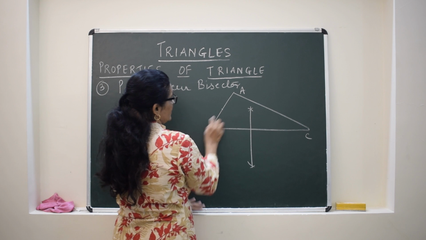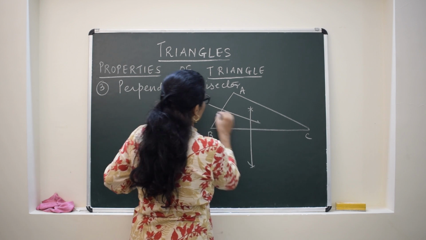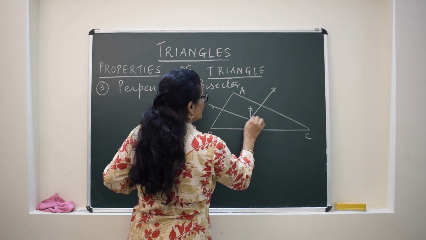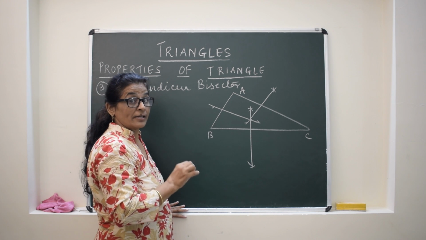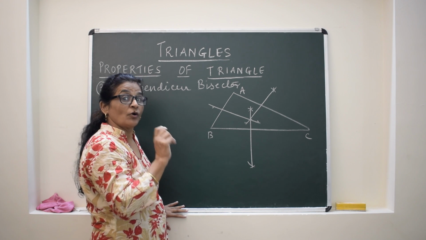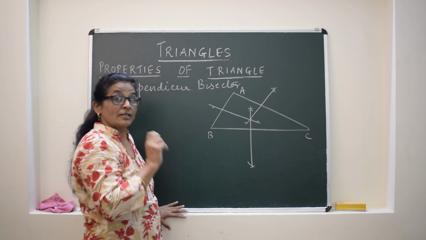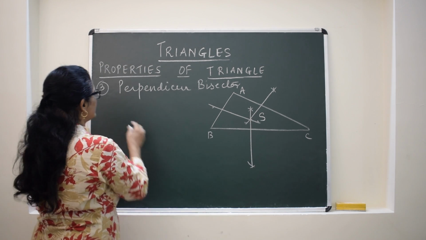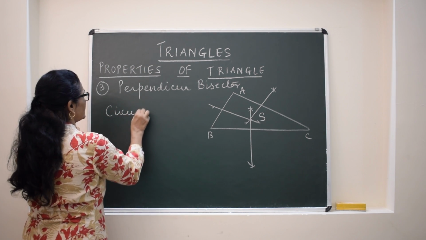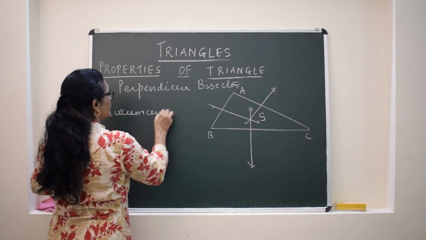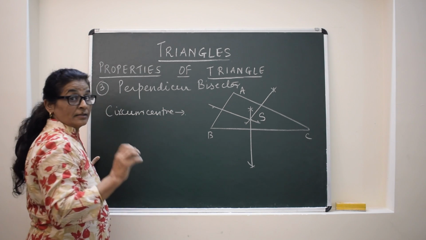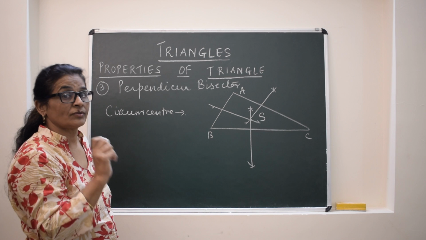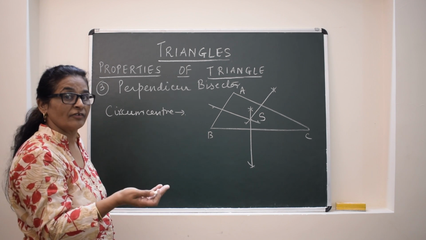Similarly, if we draw the perpendicular bisector of this side and of the third side AC, wherever these three perpendicular bisectors meet, that point of concurrence is called the circumcenter. We can take it by any letter. So here we can say the circumcenter is a point which is the point of concurrence of perpendicular bisectors of the sides of a triangle. So we can write the definition also.